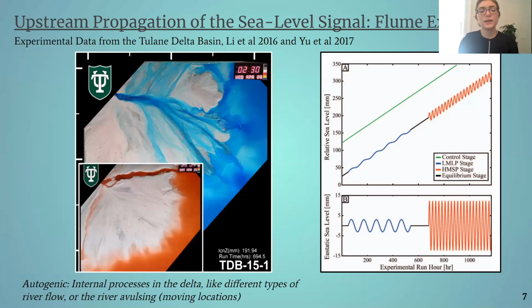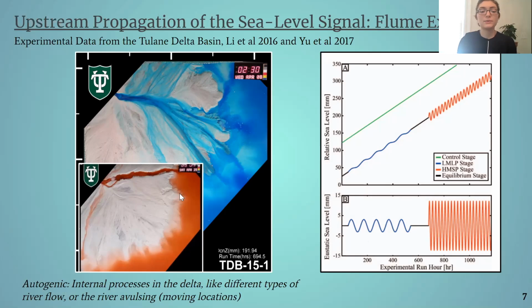Autogenic processes are the internal changes that happen within a delta, such as changes in the river channel. And then here are two examples of autogenic factors from the experiment. In blue, you can see river flow that's kind of like a sheet covering the fluvial surface. In red, you can see a single channel. Throughout the experiment, the river changes between these two types of flow and moves around the fluvial surface.